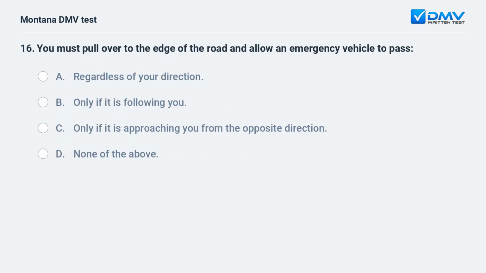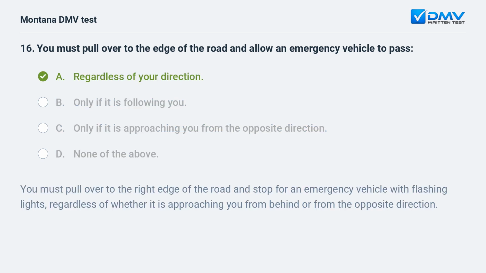You must pull over to the edge of the road and allow an emergency vehicle to pass: A. Regardless of your direction. B. Only if it is following you. C. Only if it is approaching you from the opposite direction. D. None of the above.